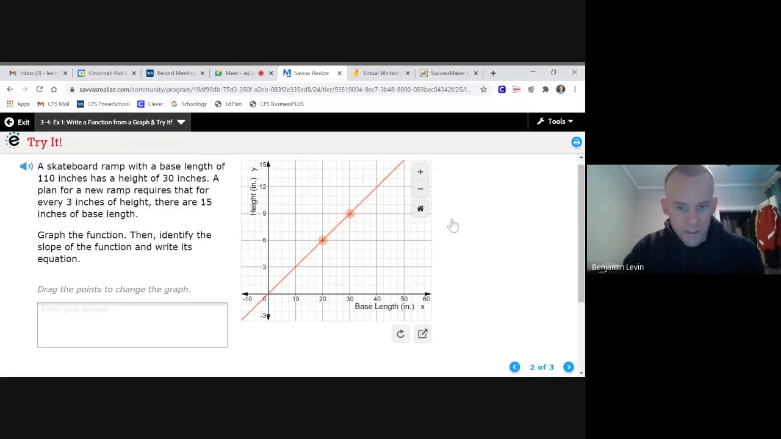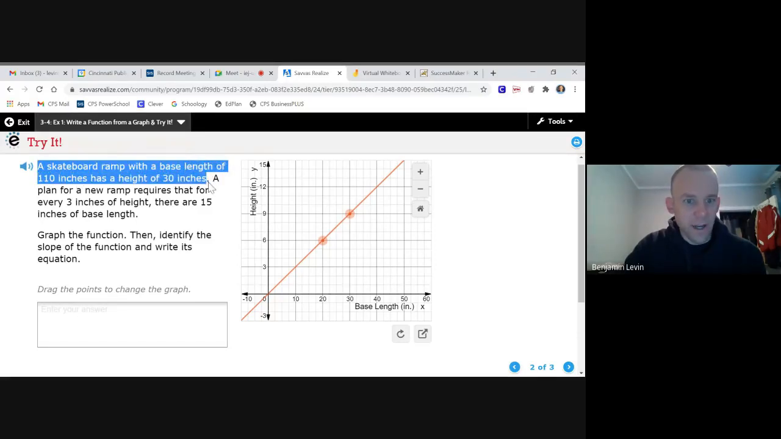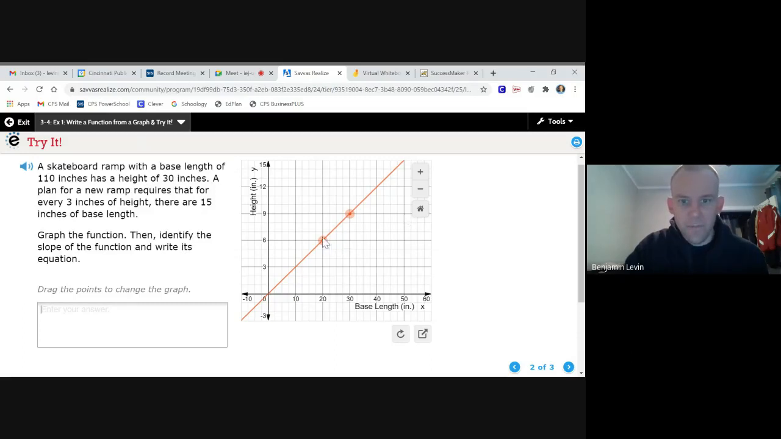All right, so it's asking us to graph. It gives us this information right here. Skateboard ramp has a base length of 110 and a height of 30. Slightly different. Oh, this is the same info. Is it the same info they gave us? I don't remember. It's very close. They're asking us to graph the information they just said. The skateboard ramp has a length of 110 and a height of 30. So they're telling us our slope of this line, right? Up 30 and over 110.